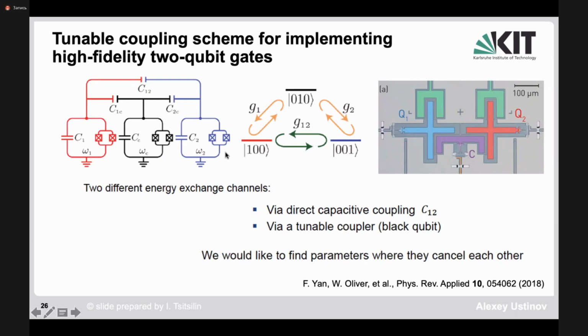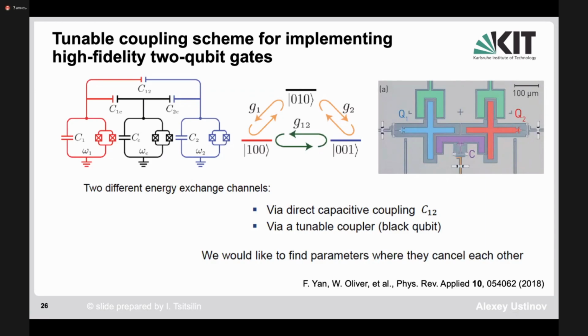Now, the picture to the right is the picture of the energy levels, which tells that there is an effective coupling between qubit 1 and 2, shown here by the coupling coefficient G12, which occurs through 3 capacitors. It occurs through the capacitance C12, which is just the geometric capacitance always present there, and it occurs through the capacitances C1C and C2C, which are the 2 capacitors below. And the idea is very, very clever.